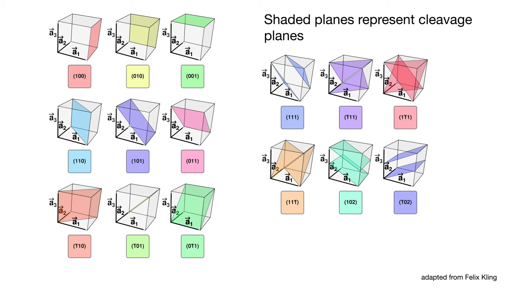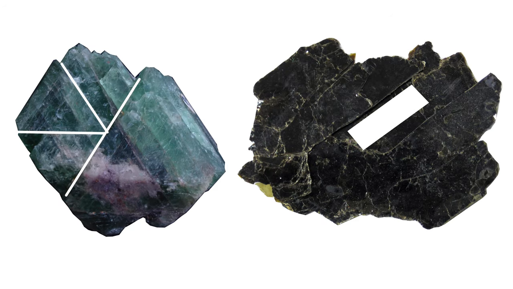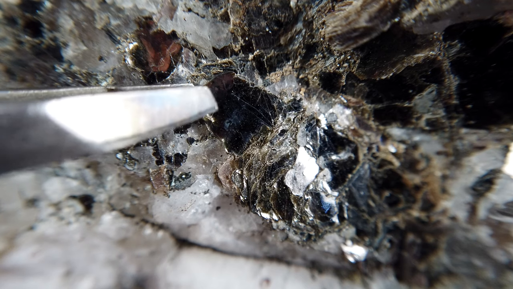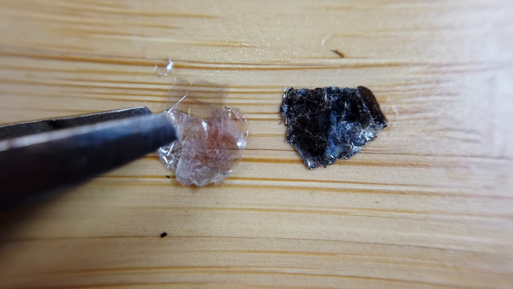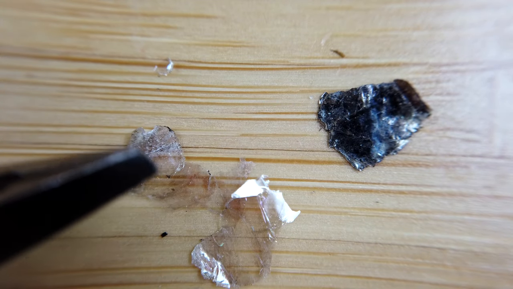Cleavage is the tendency of a mineral to break along smooth planes parallel to the weakest bonding angle. The atom arrangement and bond strength impact how a mineral will break if enough force is applied. For example, sheet silicates cleave into sheets. They have a weak bond between each sheet, and you can even peel these little sheets apart by hand.